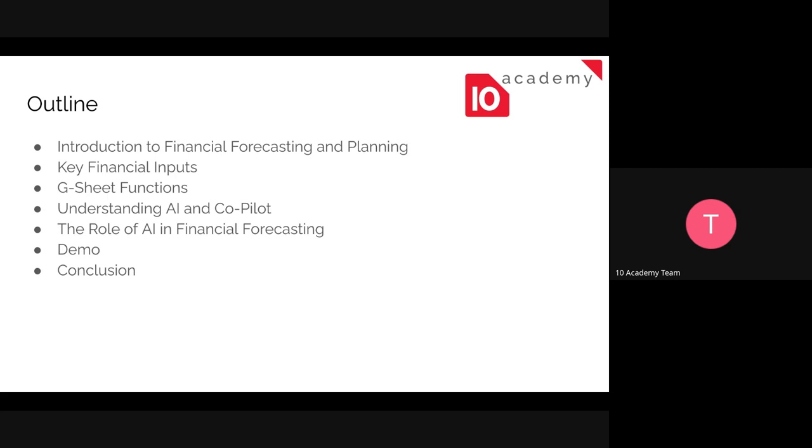Mainly, we will see an introduction to financial forecasting and planning and the key financial inputs that are already mentioned in your challenge document. We will define them and you will be able to understand them one by one. And then we will also see G-sheets functions, understanding AI and copilots, and the role of AI in financial forecasting. And we will have a short demo about G-sheet functions and how to calculate those key financial inputs using the G-sheet formulas. And then we will have a conclusion.